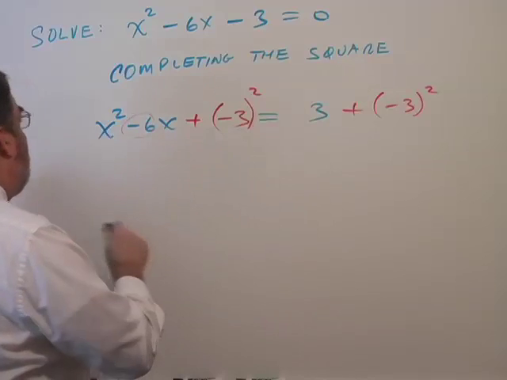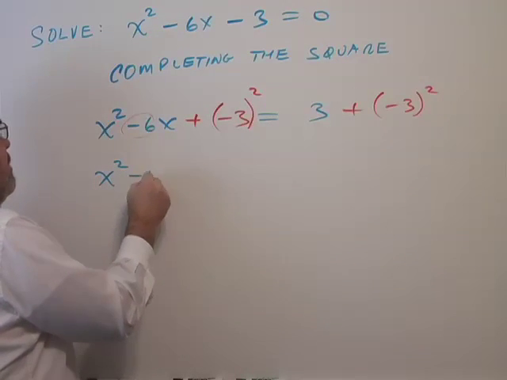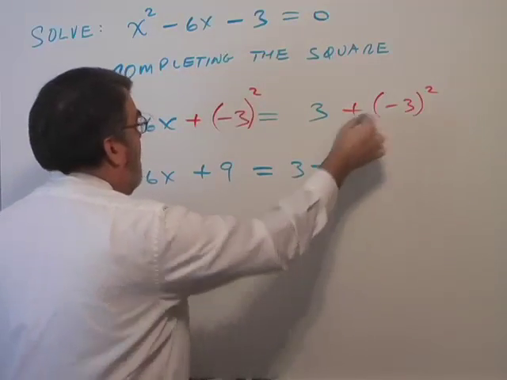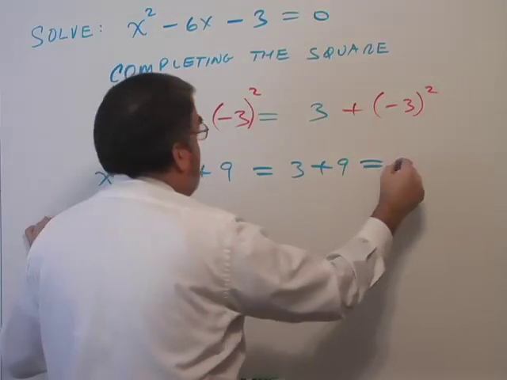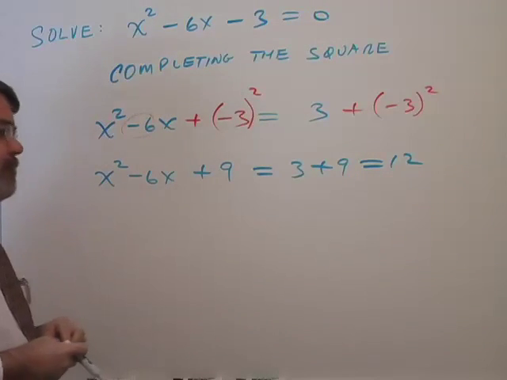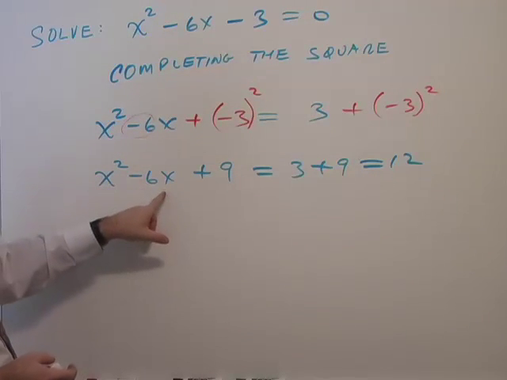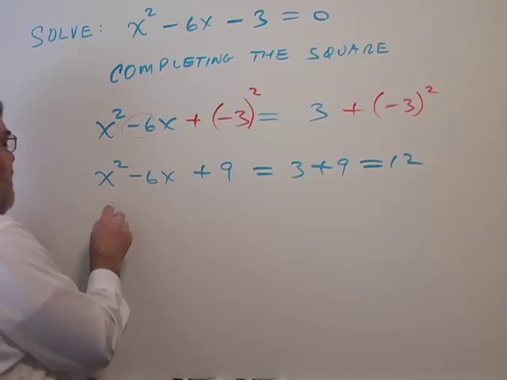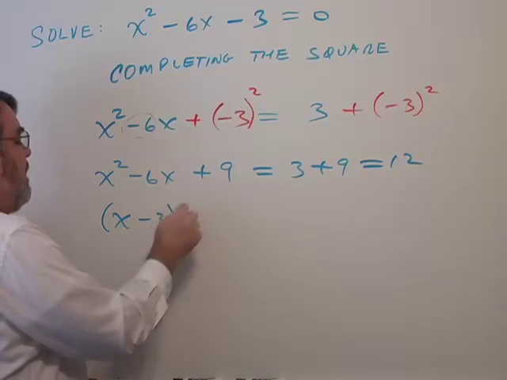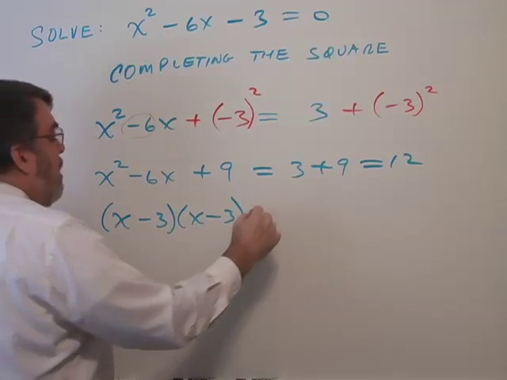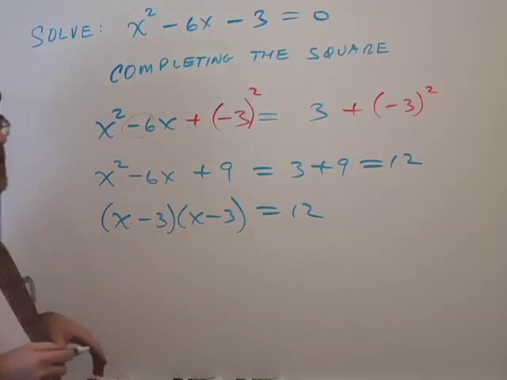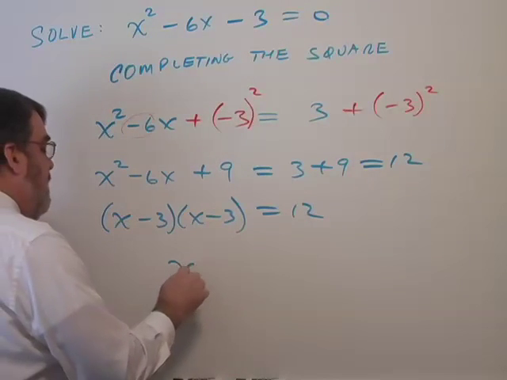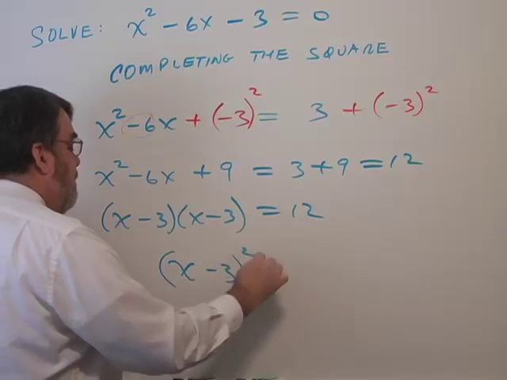So let's go ahead and simplify this out. This is x squared minus 6x plus 9 equals 3 plus 9. And on the right side, this is going to end up being 12, isn't it? Now, when you look at x squared minus 6x plus 9, it turns out that factors. As a matter of fact, it factors as x minus 3 times x minus 3. And both factors are identical, so I could write them as a perfect square.